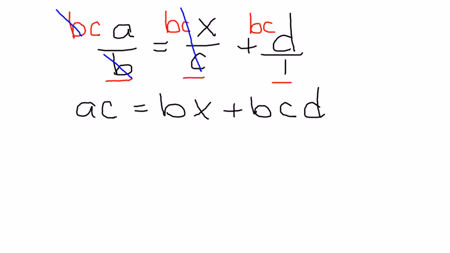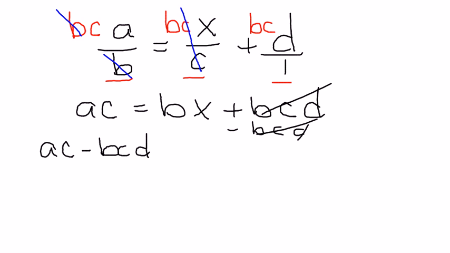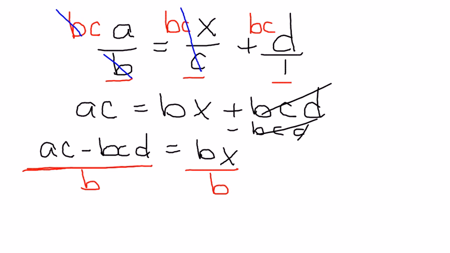You have no more fractions. This is pretty nice in that x is in only one term. So I would go ahead and subtract the bcd from both sides. Let's just get rid of the non-x term from the right, since the x term is over there. And then you can divide both sides by b to get x alone. Here you can divide the entire quantity, the entire left side, by b, or you could go through and divide each term by b one at a time.